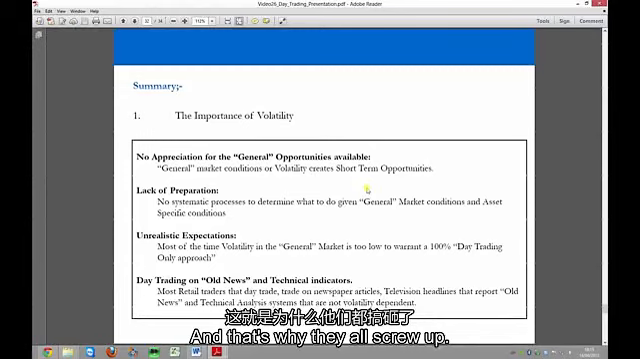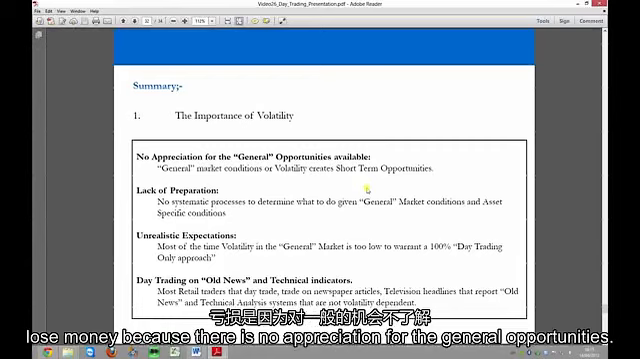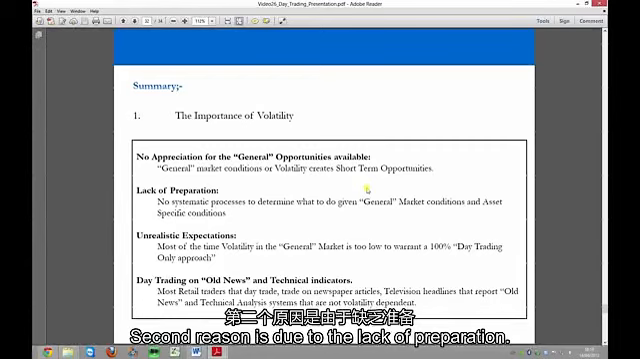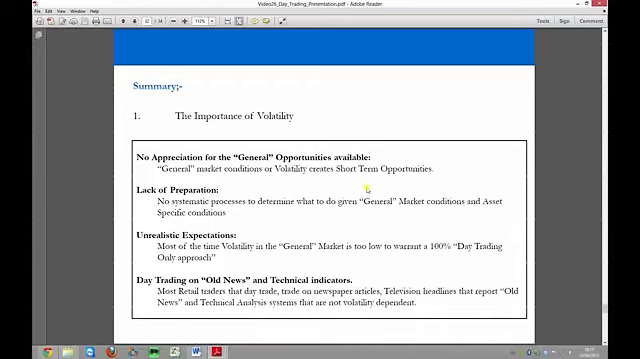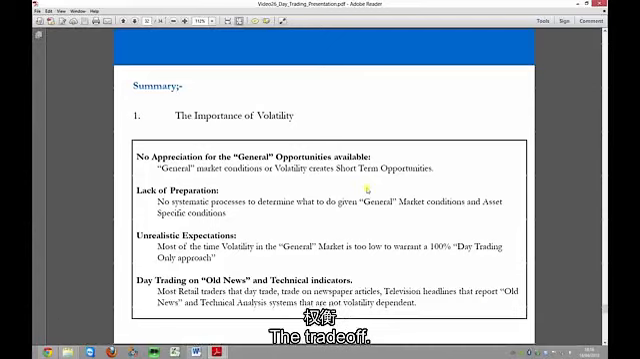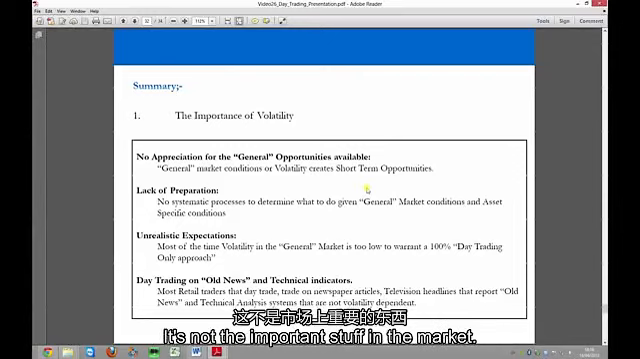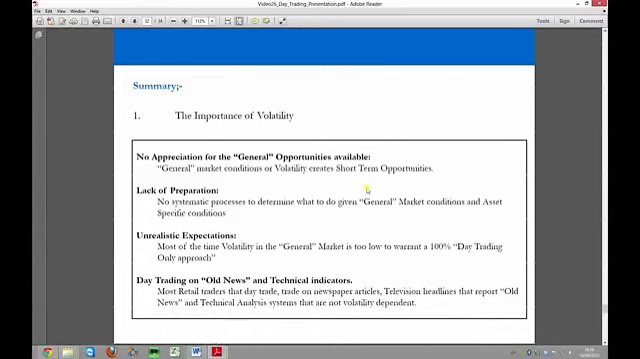And that's why they all screw up, and that's why retail traders, the vast majority, lose money, because there is no appreciation for the general opportunities. Second reason is due to the lack of preparation. Third reason is down to unrealistic expectations. And the fourth reason is really trading on old news and only using technical indicators to trade on, or trading on news that just doesn't matter. It's not the important stuff in the market.